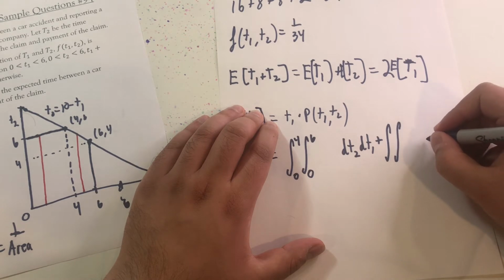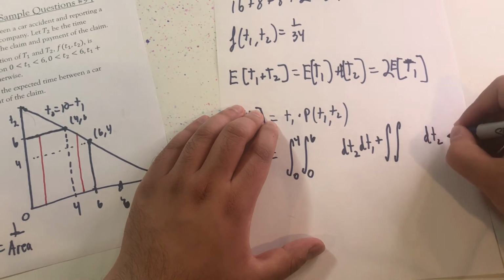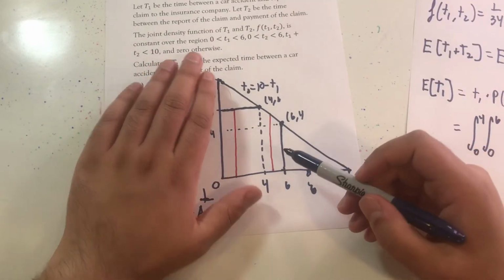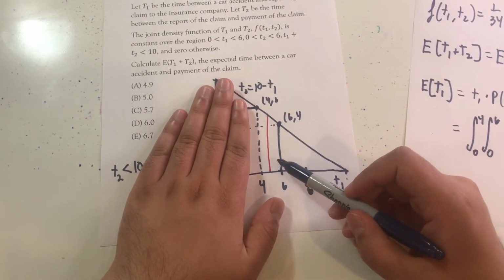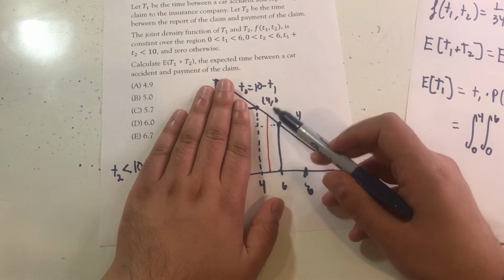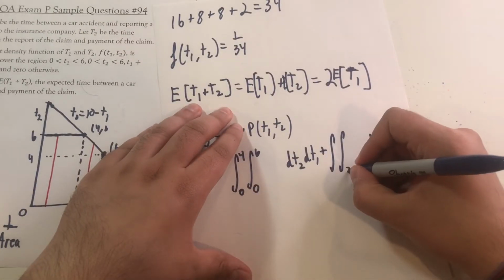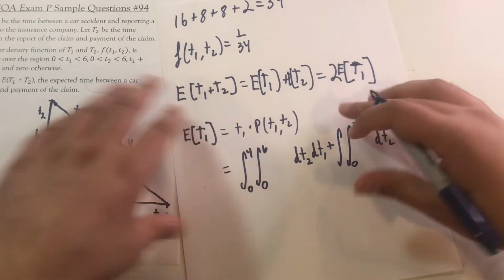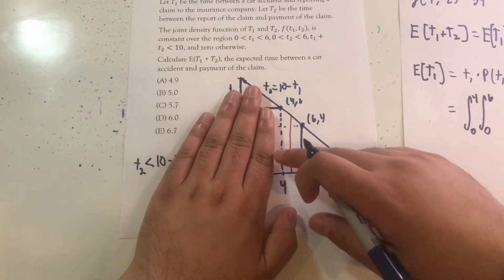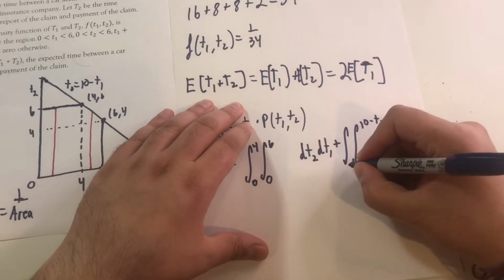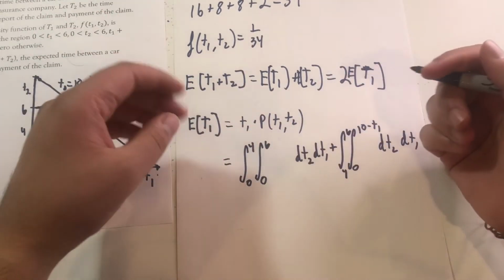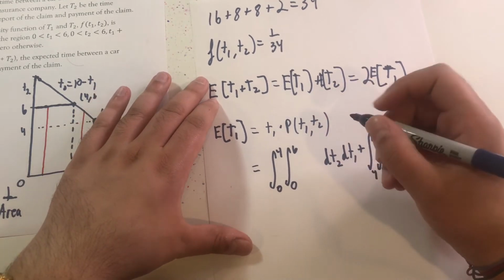And again, dt2, dt1. And that goes, dt2 goes from 0 all the way to this line, 10 minus t1. So 0 to 10 minus t1. Whereas here, for x, we're going from 4 to 6. So 4 to 6.